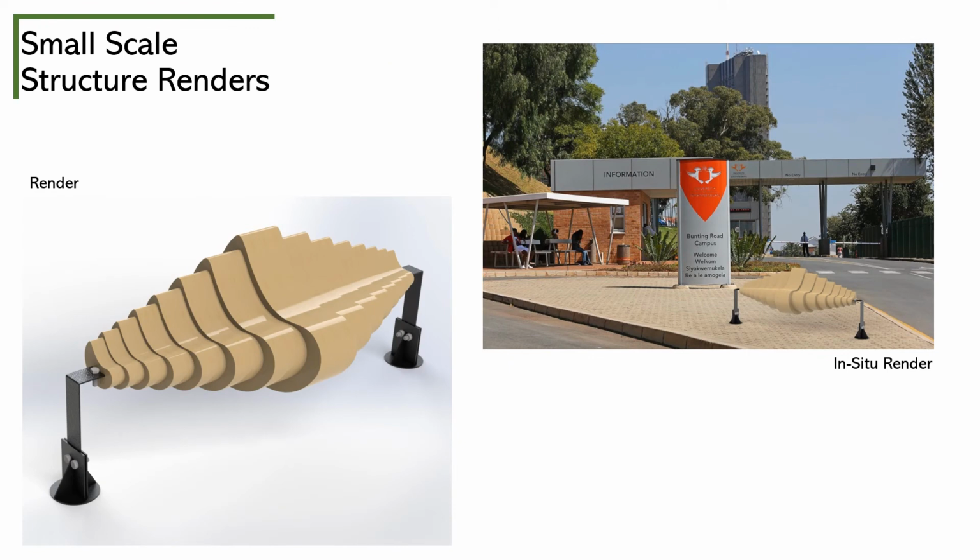Then over here we have the small scale structure renders. This is the final render of the bench. I was quite happy with how that came out. And then just for some context, I have placed the bench in front of the Bunting Road campus waiting area. Thought it might be a bit interesting to place it over there.